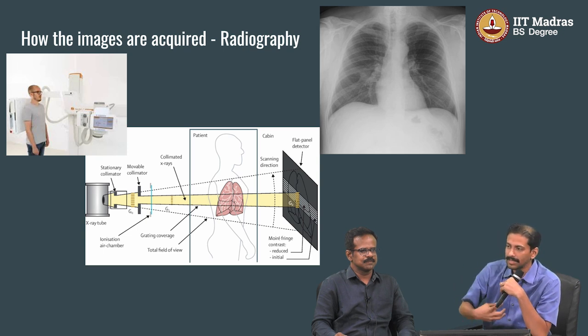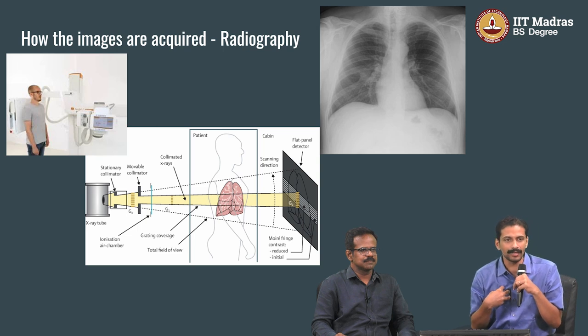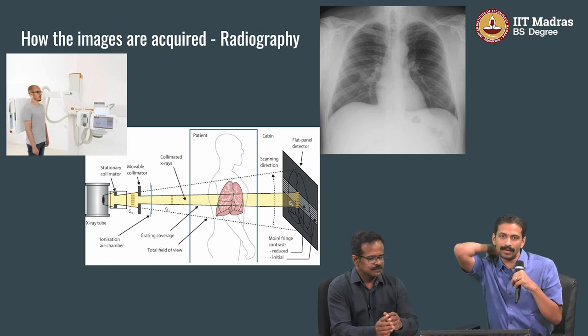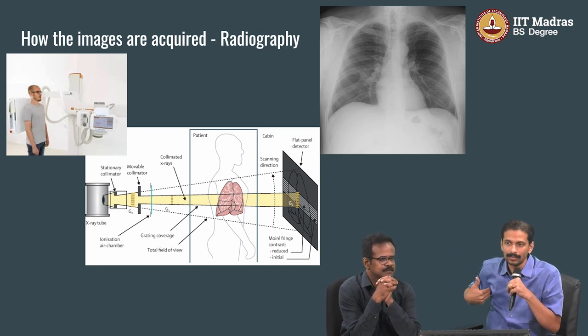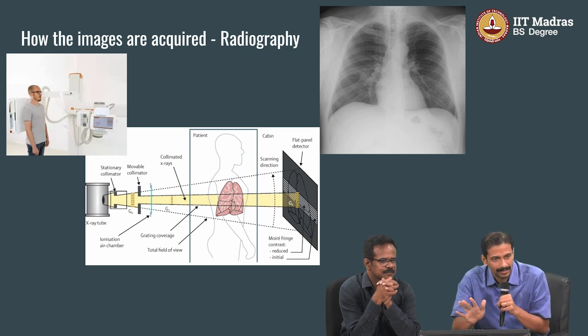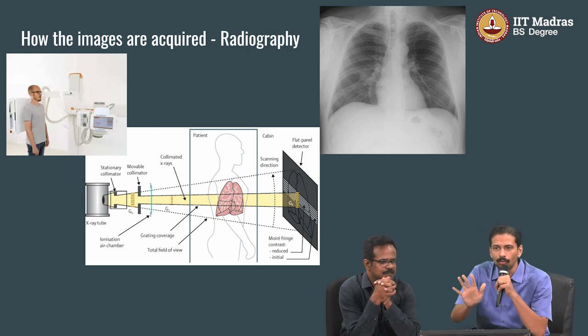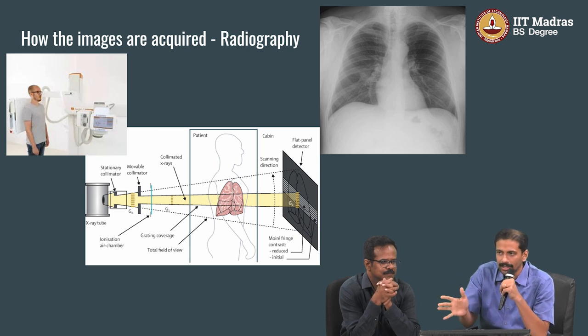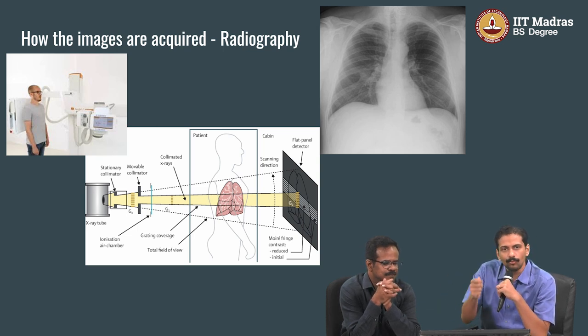For example, if something is located here, if there is a swelling here, that would look very similar to someone having a swelling at the back. So you lose those positional details. That's one of the limitations of X-rays. But generally you get the idea how X-rays function, how we capture it, how we interpret it.